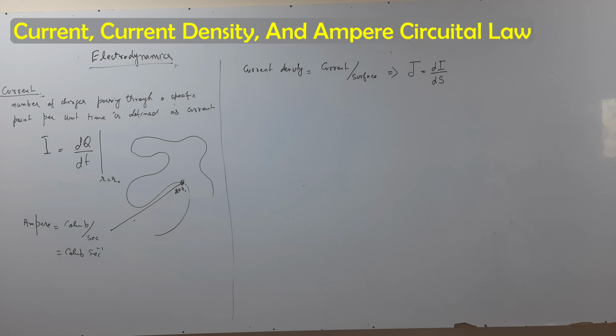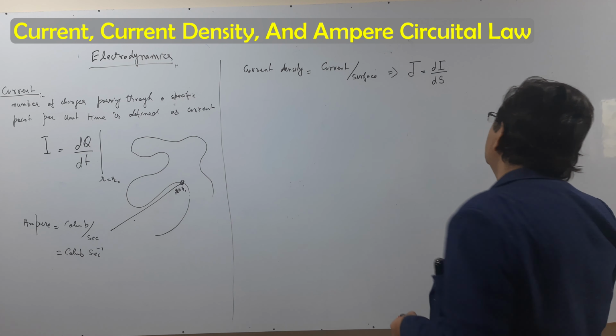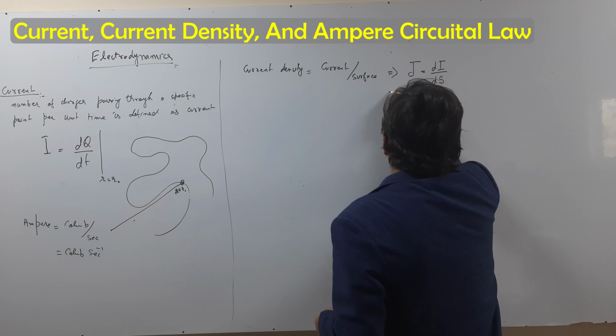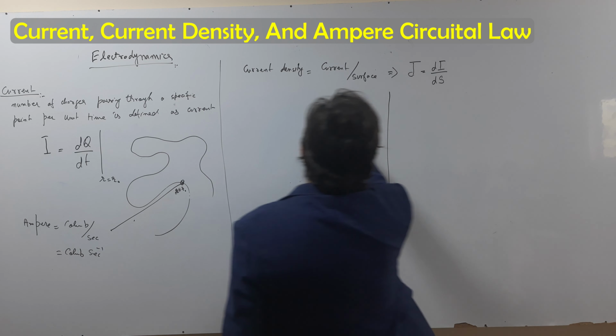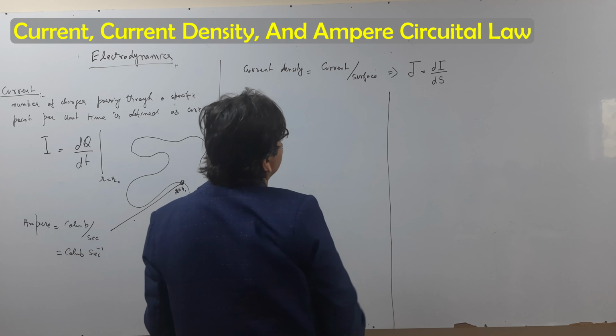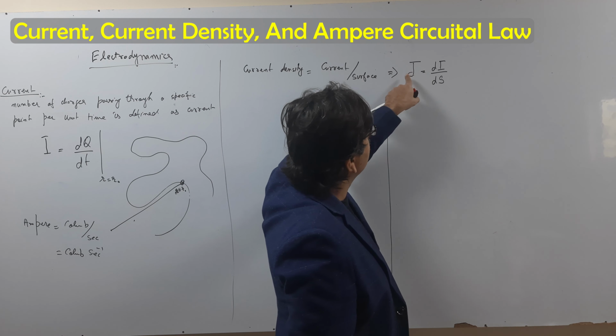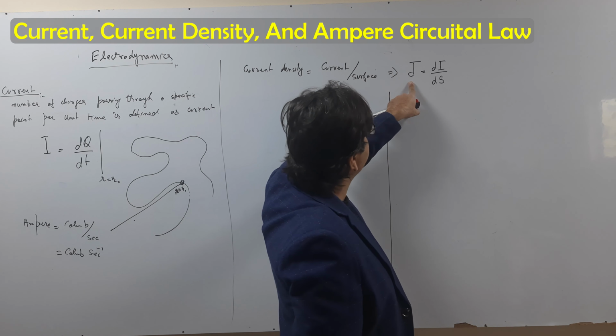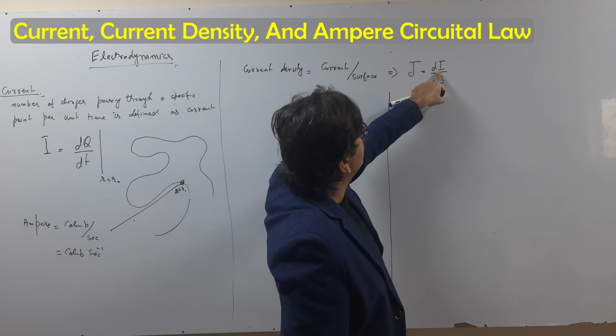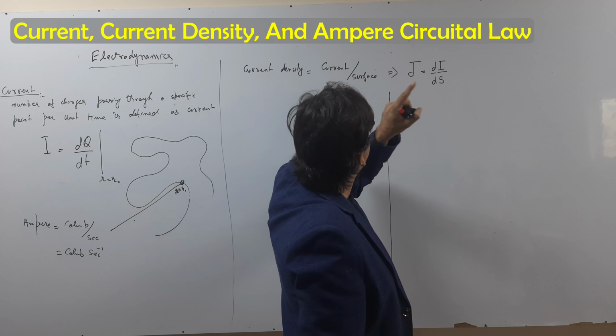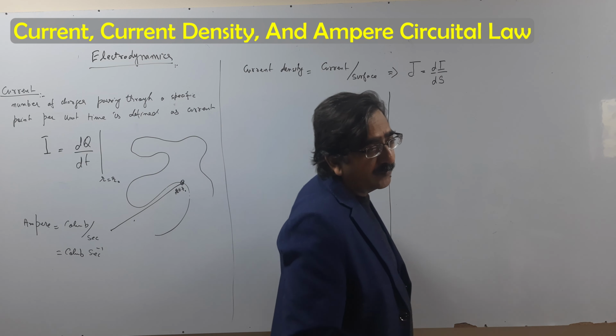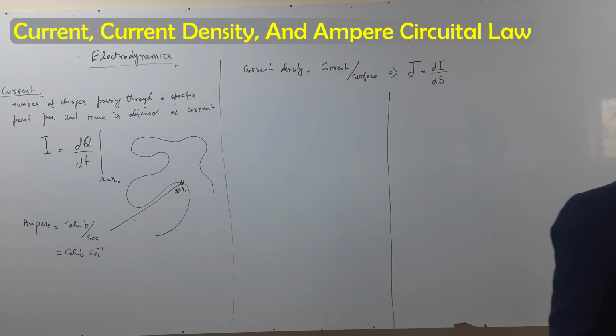When we multiply a scalar with a vector, the resultant will be a vector. We will see that the current density will be a vector quantity. Why that will be a vector, we will explain a little bit later. So this is current density, represented by J. Change in current per unit surface will be defined as a current density.